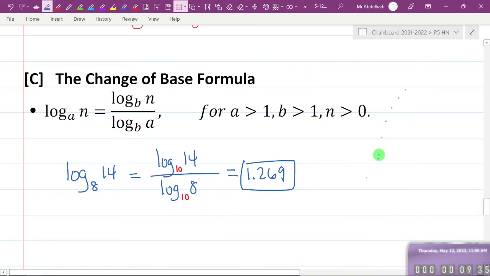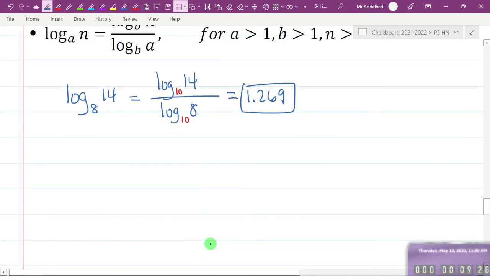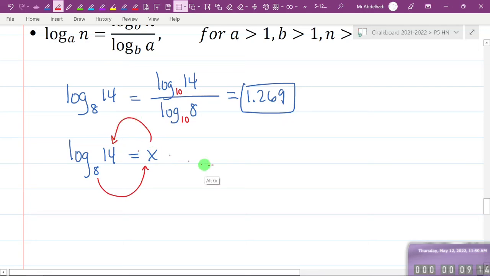Now, how can I prove that this is actually working? All right, the proof of this, if I wanted to prove to you that this was working, what I would do is say, all right, let's say I had log base 8 of 14 and I set it equal to x. I'm going to change this to an exponential by taking the circular method here. This to the this equals this. So that means 8 to the x equals 14.